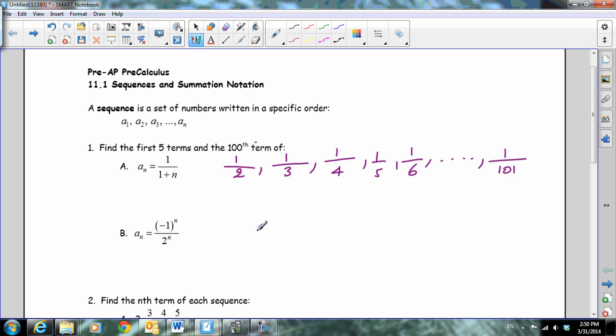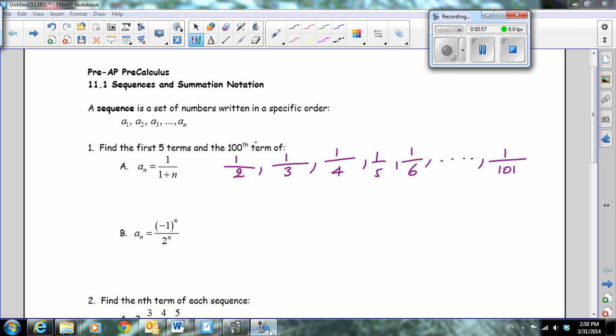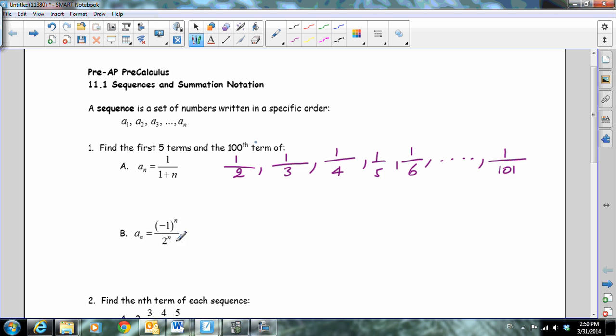Let's do the same thing for B. For B, I'll start by plugging again 1 for N, and I will end up with negative 1 over 2. I plug in 2 for N, that will turn negative 1 into an even power to give me 1 over 4. After 1 over 4, I plug in 3, it stays negative 1 over 8. It will keep alternating the sign: negative, positive, negative. The next one will be positive 1 over 16, then negative 1 over 32.